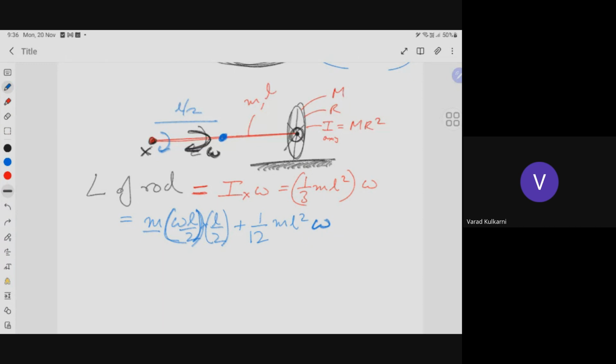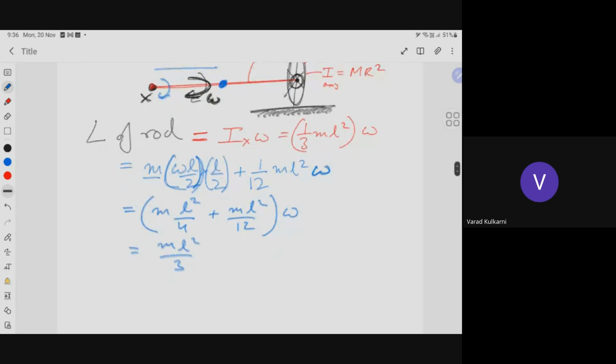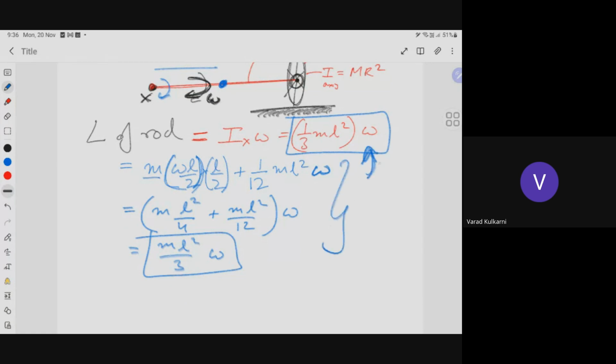Okay. If I do this calculation, obviously it will come as mL square by 4 plus mL square by 12, times omega. To do this, it comes as mL square by 3 omega, which is the same as what you got over here, right? Is that clear? I would say this was much ado about nothing, obviously, which is quite fast.